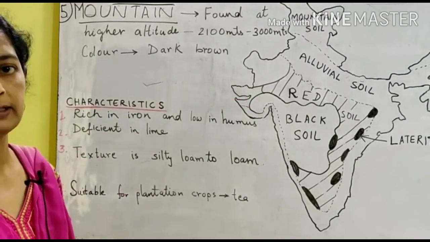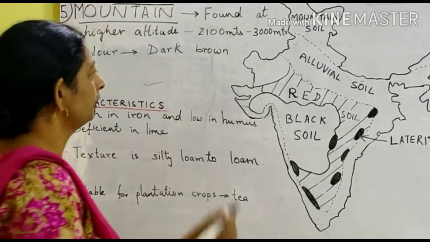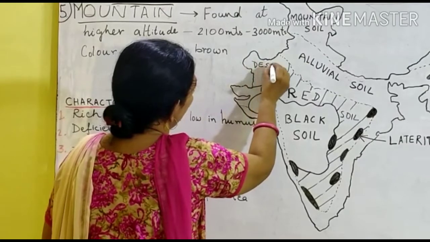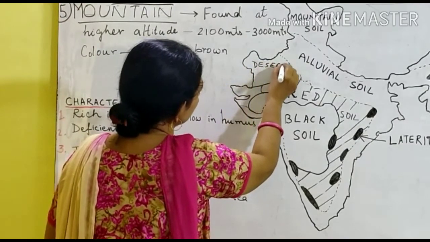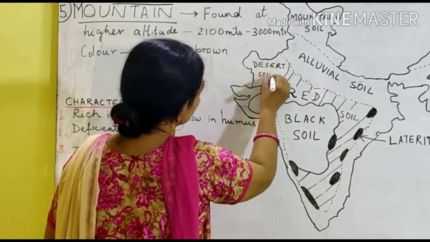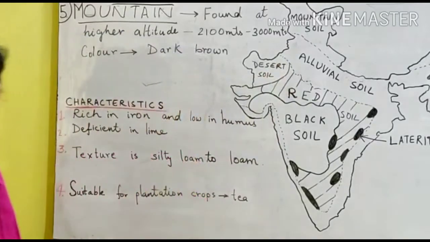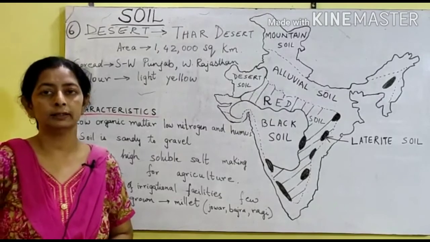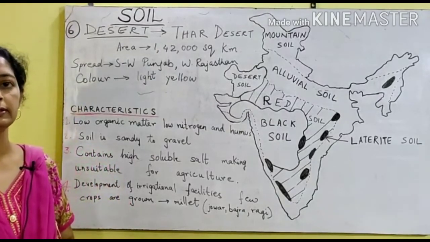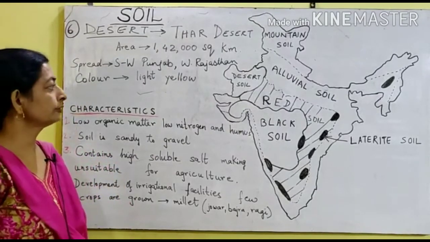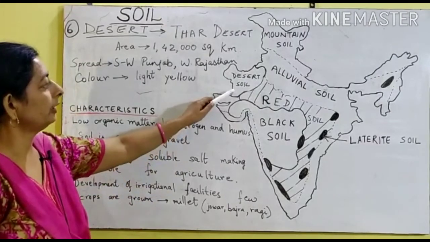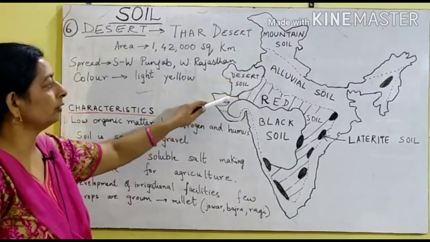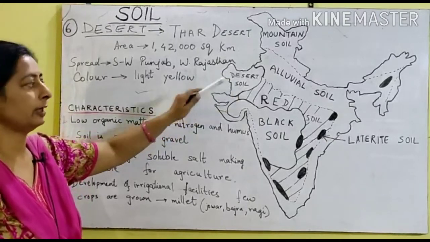Next we will see desert soil. Desert soil is found only in one area, that is in the Thar desert. The last type of soil that we are going to discuss is desert soil. Desert soil is mainly found in the Thar desert, especially in Rajasthan. They cover a large area of Rajasthan, that is western Rajasthan.